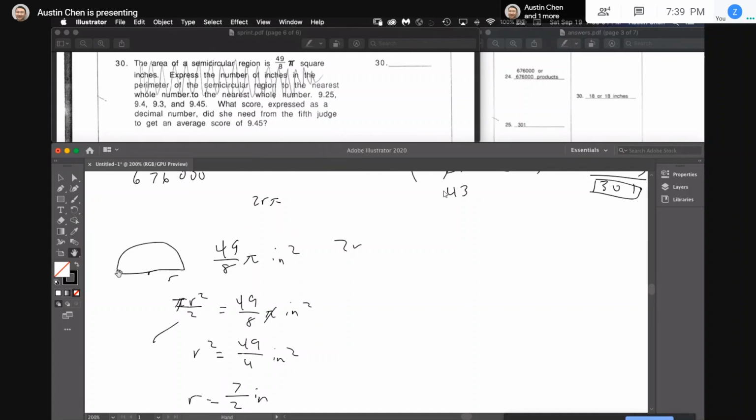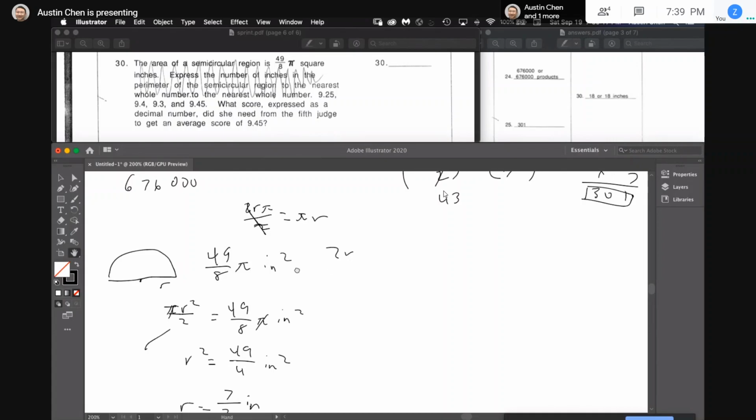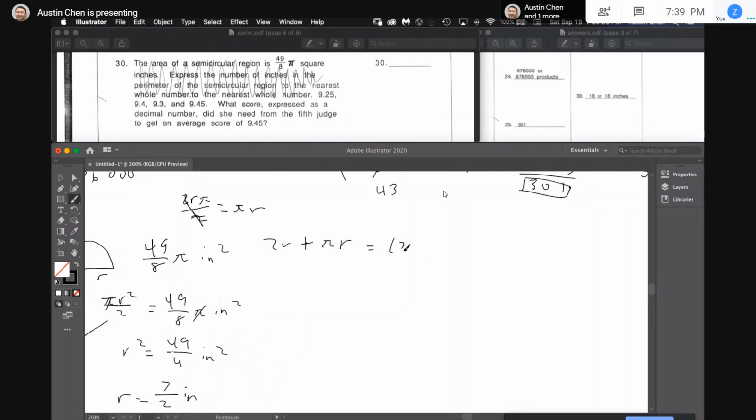And again, we have a semicircle. The arc length of the semicircle is going to be half of the circumference of the entire circle. So 2 r pi over 2. The 2's are going to cancel. That's just our pi r. So this length is pi r, this length is 2r. The entire perimeter is going to be 2r plus pi r, or 2 plus pi times r.